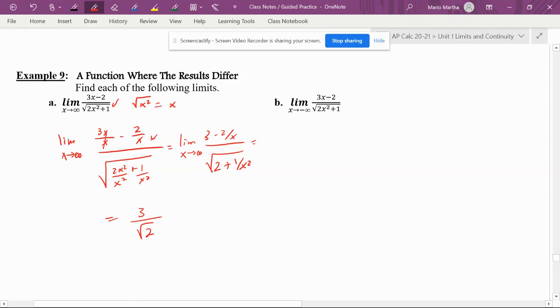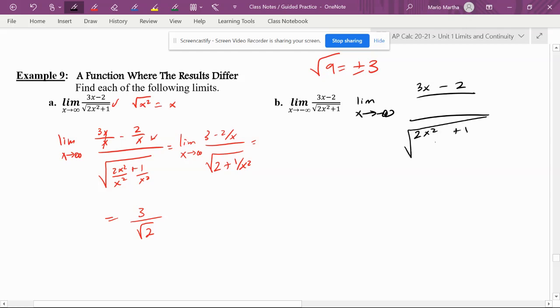Now, here we do want to be careful because when we take the square root of a number, the square root of 9 is always plus or minus 3. So specifically in these types of problems, if we're taking limits to infinity, we want to make sure that we also try the negative part. So here, the limit as x approaches negative infinity of 3x minus 2 over 2x squared plus 1, with everything inside the square root.